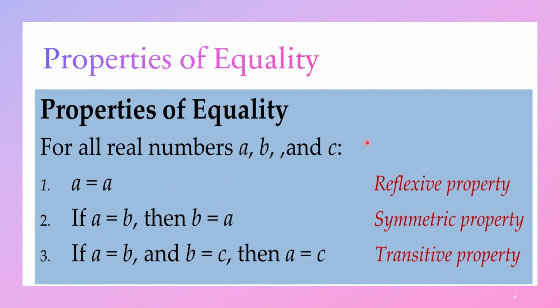So we have the properties of equality. For real numbers A, B, and C, A is equal to A, that is the reflexive property. If A is equal to B, then B is equal to A, the symmetric property. If A equals B and B is equal to C, then A is equal to C. That is the transitive property.